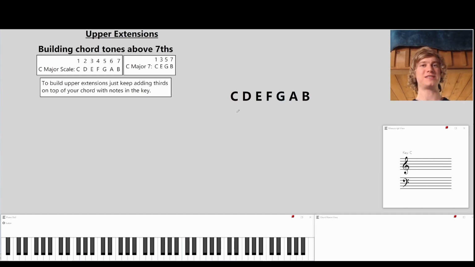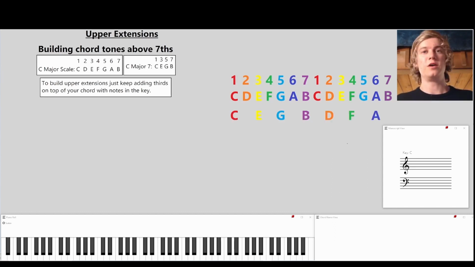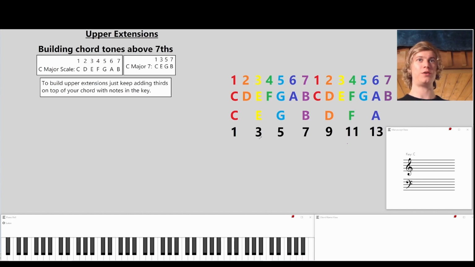Okay, so to visualize that a lot better, I'm going to take this C major scale you're looking at right here, and I'm going to color code it, and then I'm going to write it out twice, and now I'm going to number them, and now I'm going to build thirds starting from C. In other words, I'm just going to pick out every other note in the 2 scales that you're looking at. Okay, now I'm just going to number it, and since we're going up thirds, we're counting every other note, so we're going to have odd numbers. Okay, so as you can see, 1, 3, 5, 7, 9, 11, and 13. I'm going to stop at 13.